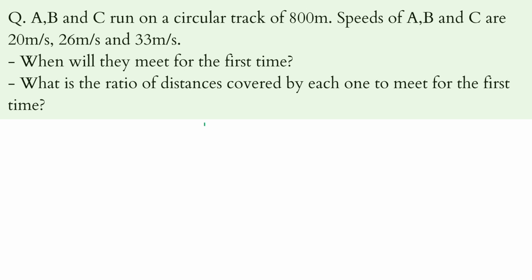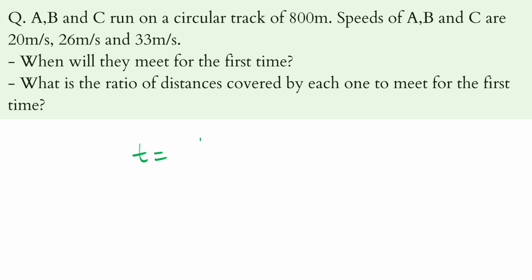Alright. So this is a question where more than two are involved in a circular track, right? So what should we do? In the first case, we are asked to calculate the time. We know time is equal to distance by speed. That's the general formula. So time taken by C to meet A for the first time.